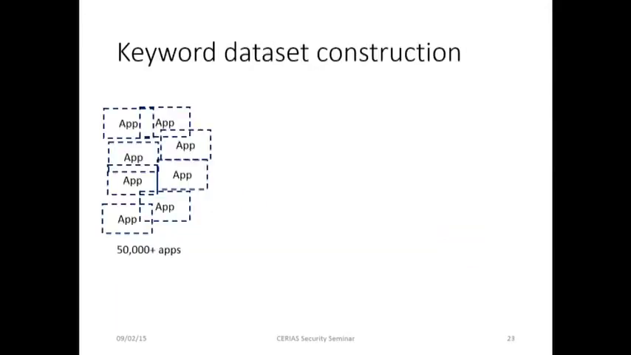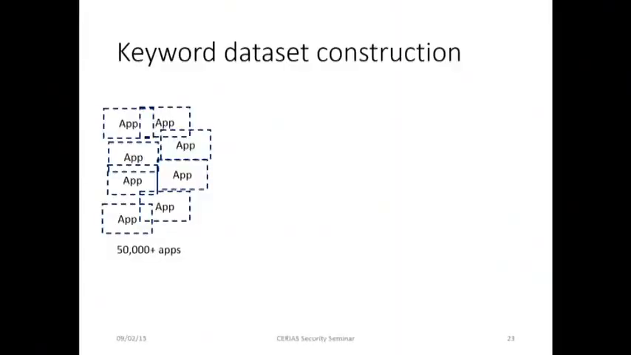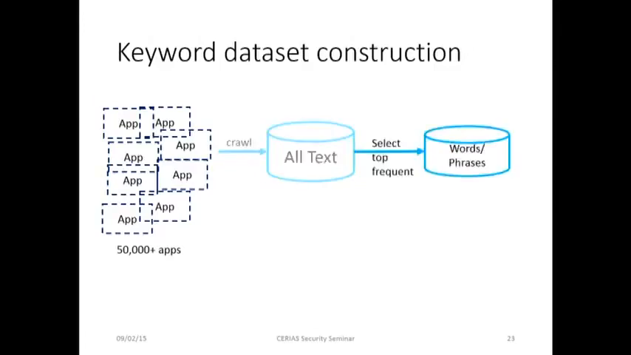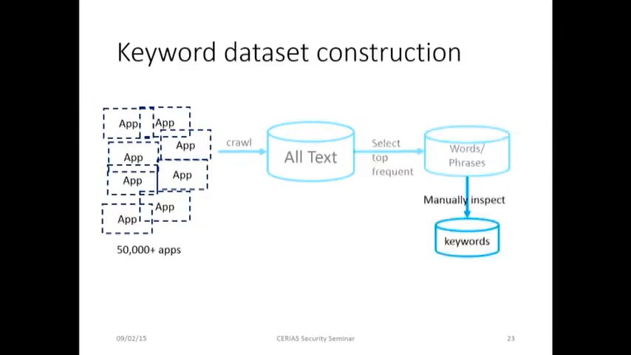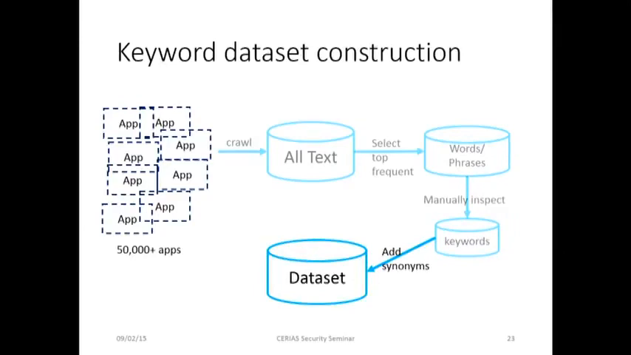Now I want to show how we build the keyword dataset. We crawled more than 50,000 apps to get all the text in these apps and extract this text into words or phrases via some NLP techniques. And we selected the top frequent words or phrases and manually inspected them to get an initial sensitive keyword dataset. Next, we added the synonyms of the selected sensitive keywords to the dataset. Now we finished building the sensitive keyword dataset.